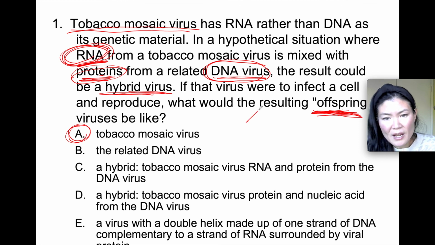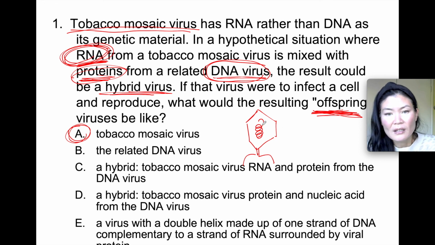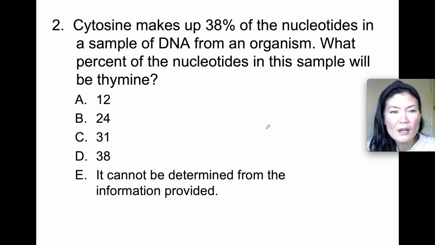Even though the outside, let's just draw a bacteriophage just to keep it simple, okay? So the outside is DNA viral proteins, but then on the inside is RNA from the tobacco mosaic virus. And when it replicates, it's going to be using the RNA from the tobacco mosaic virus, which has genes for the tobacco mosaic virus. So it's going to produce offspring using that genome from the tobacco mosaic virus. It's therefore going to be all tobacco mosaic virus, okay?